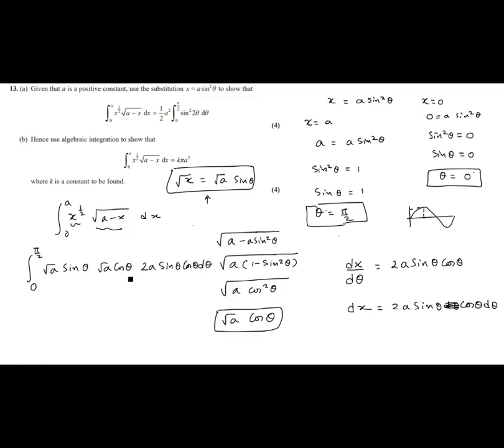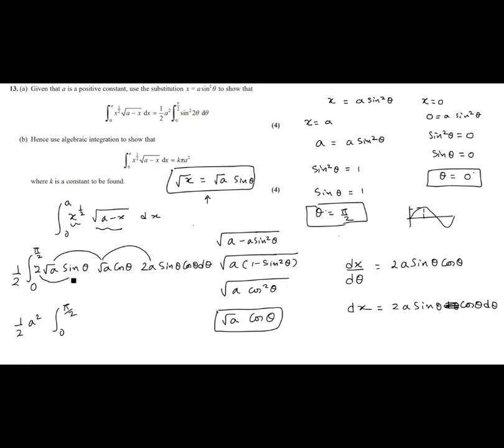Okay, now square root of a times the square root of a becomes a, and then a times a becomes a square. And we can also multiply by 2 and divide by 2. I'll tell you why we need that. So if we take the a square out, it becomes half a square integral from 0 to pi over 2.